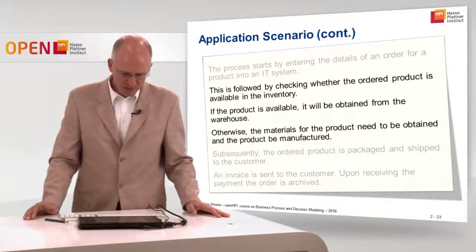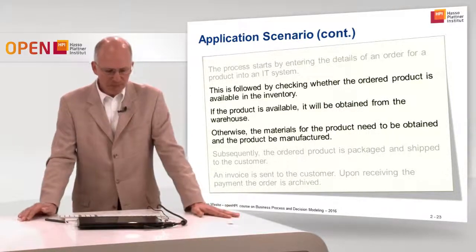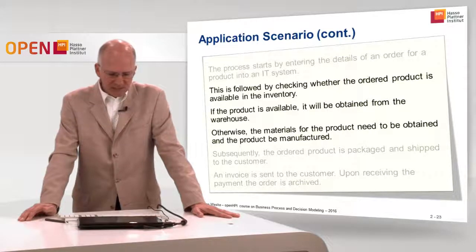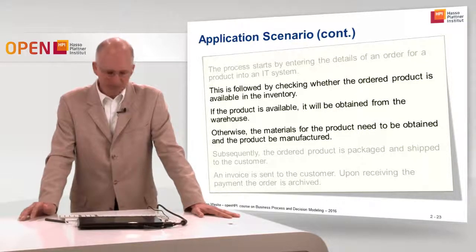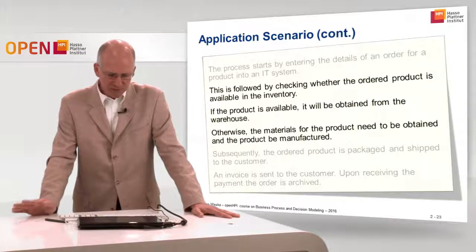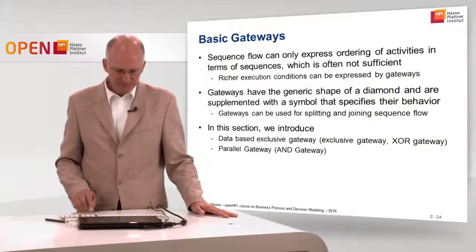The grayed-out part we already took a look at, so we look now at this new material shown in black. This is followed by checking whether the ordered product is available in the inventory, which is done after entering the details of an order in an IT system. If the product is available, it will be obtained from the warehouse. Otherwise, the materials for the product need to be obtained and the product manufactured. So we look at the situation when the material is not in the warehouse and we need to do something else.